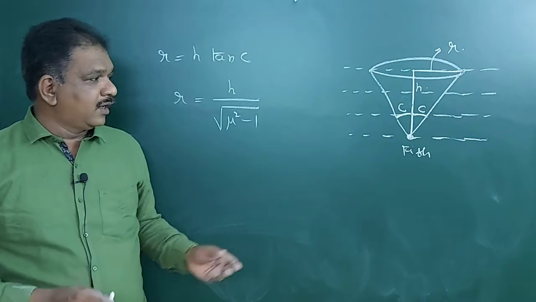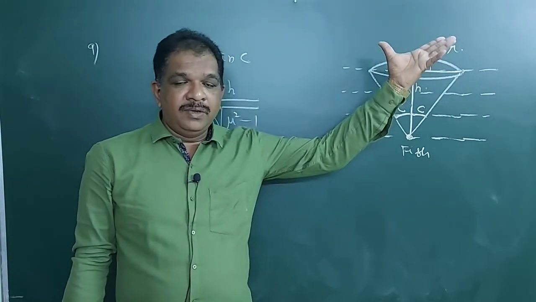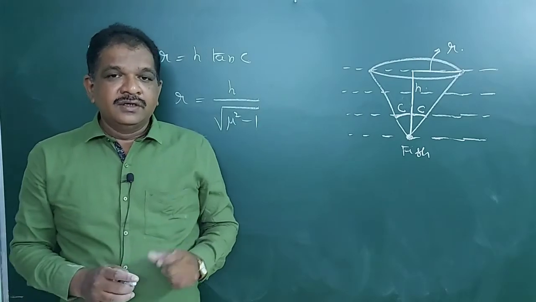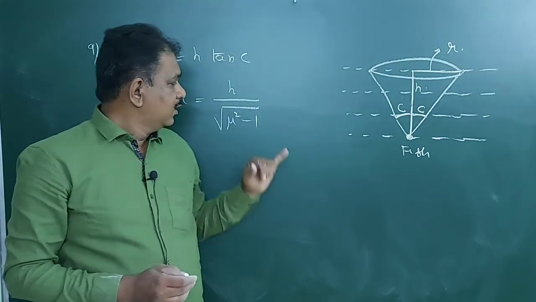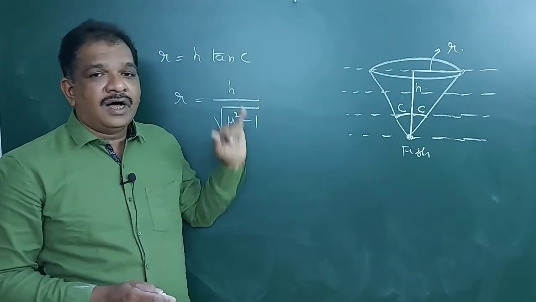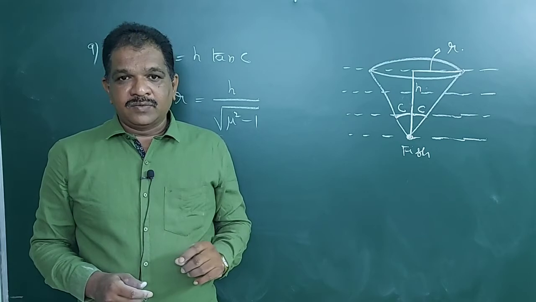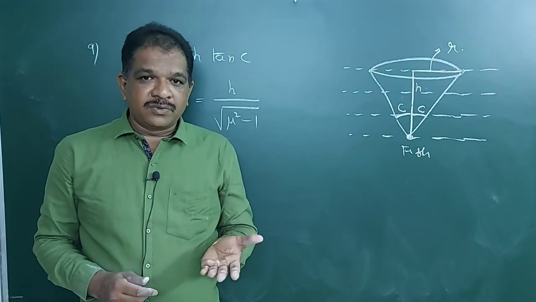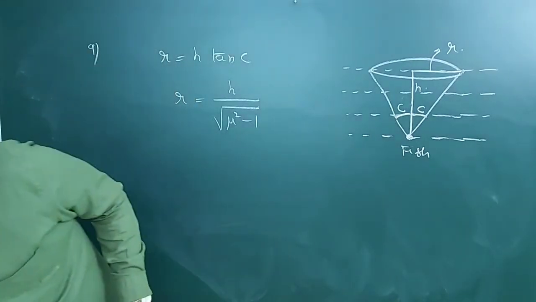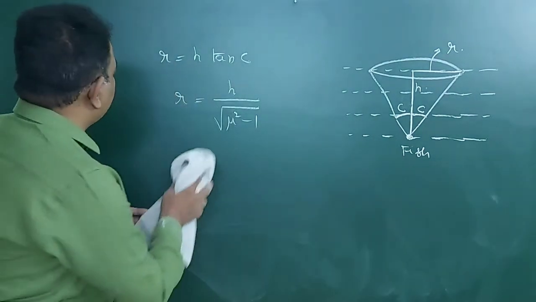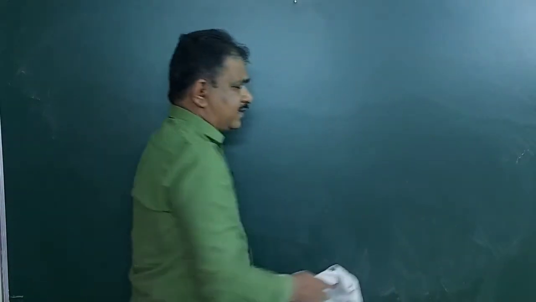Or here we kept one bulb. Some circular portion will be illuminated on the surface. What is the radius of that circular portion? They will ask. Then we have to use this formula. R is equal to h by square root of mu square minus 1. H will be the depth of that bulb from the surface of water. Okay. These formulas are enough relating to refraction at plane surfaces.